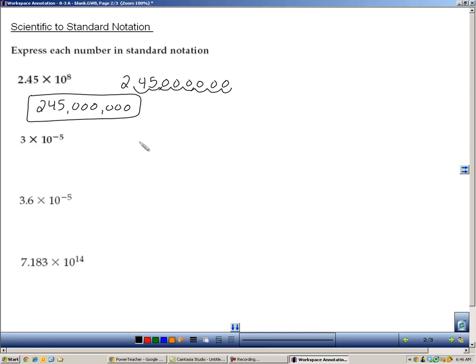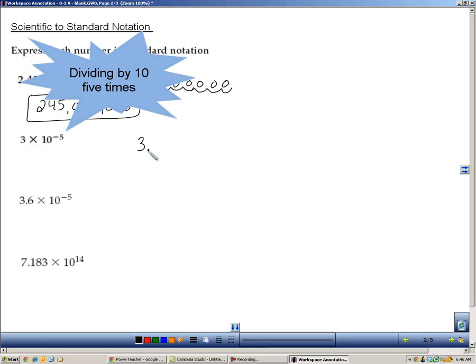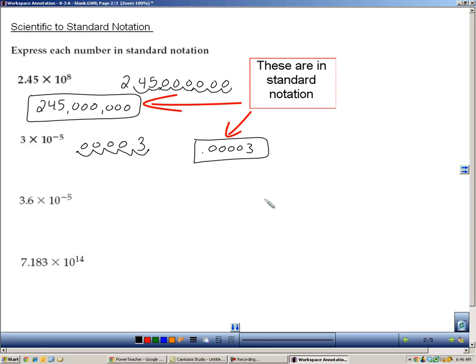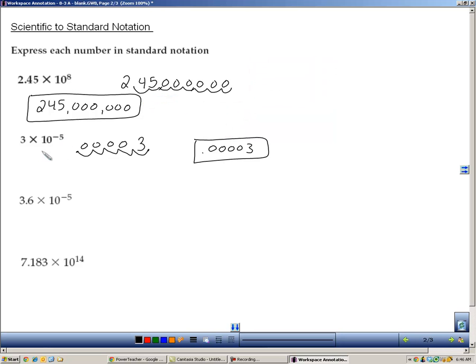Next one, 3 times 10 to the negative 5th. Where is the decimal point right now? It's right here, behind the 3. This time it has a negative exponent, so we're going to go to the left 5 spaces and put the new decimal point there, filling in with 0s. So 0.00003 is what 3 times 10 to the negative 5th is. If the exponent is positive, we go to the right with our decimal. If the exponent is negative, we go to the left.